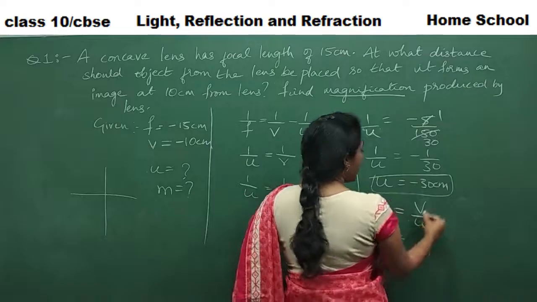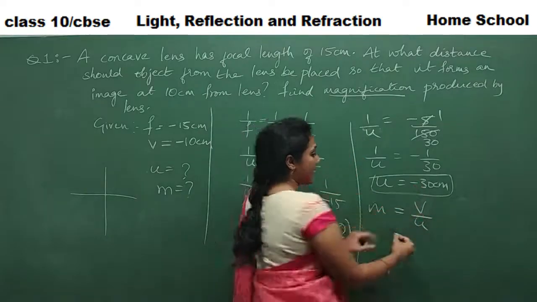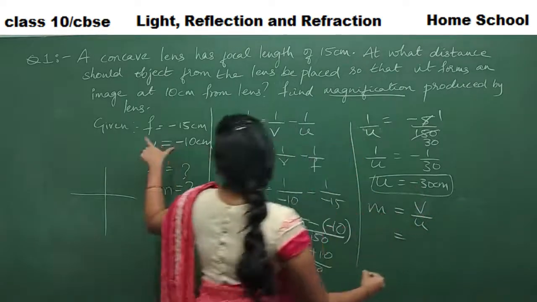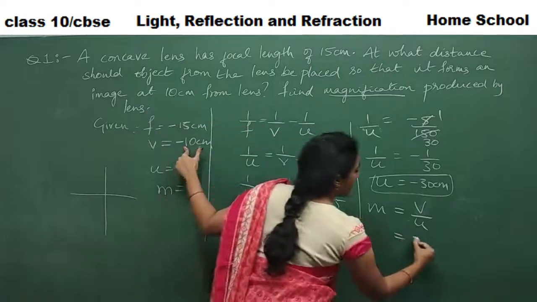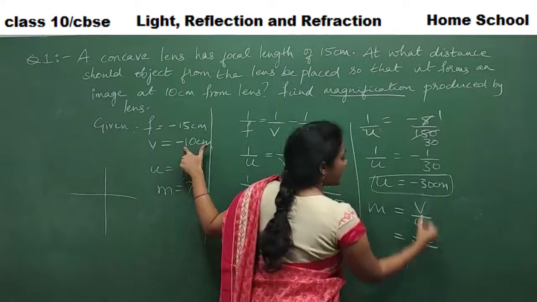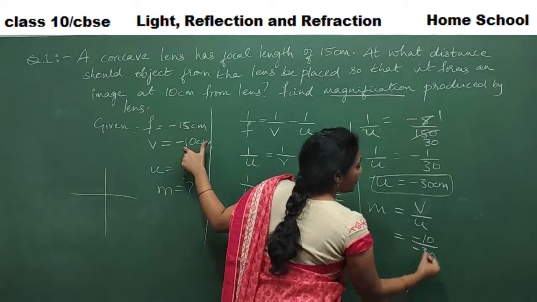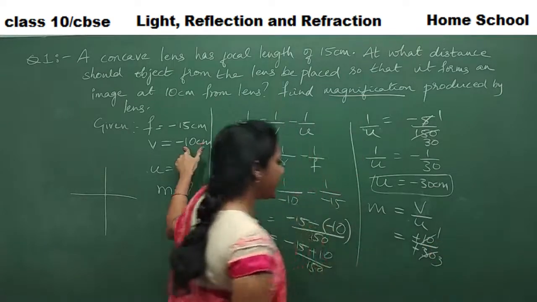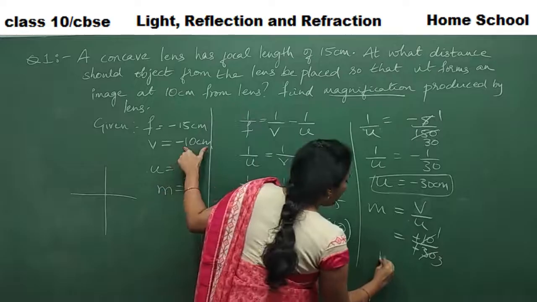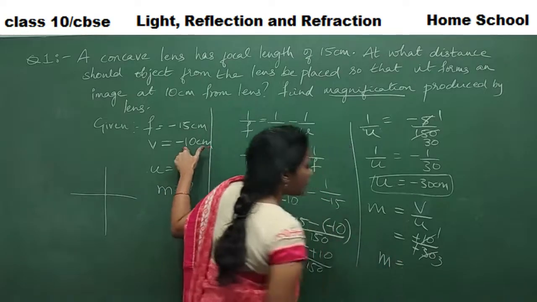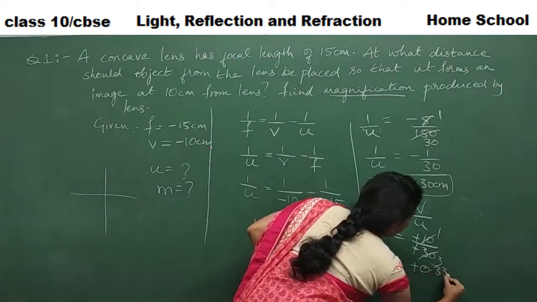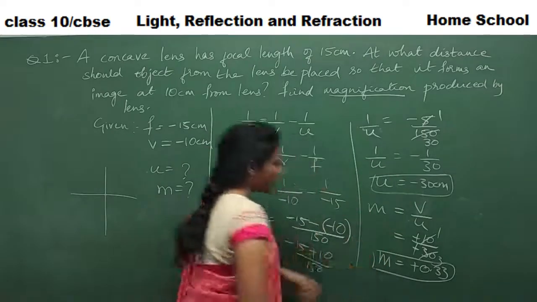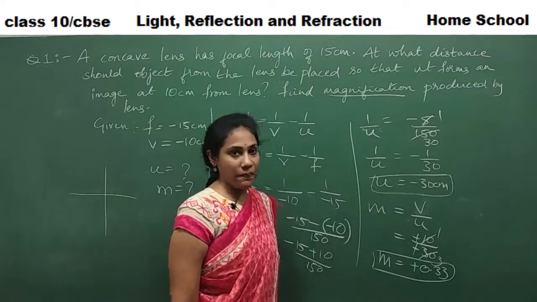So what is v here? Careful with the sign. Take with the sign. V is minus 10, right? Minus 10. U is minus 30. So ones are, threes are. Negative sign gets cancelled, right? So m is equal to how much? Plus 0.33, right? So this is the value for magnification.